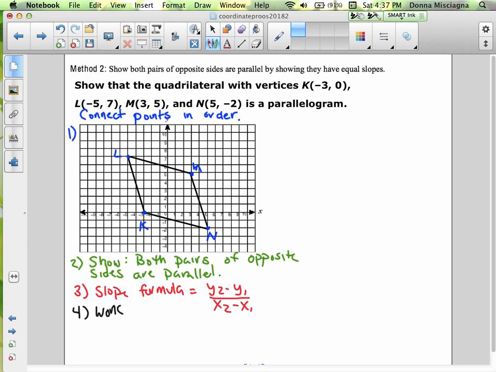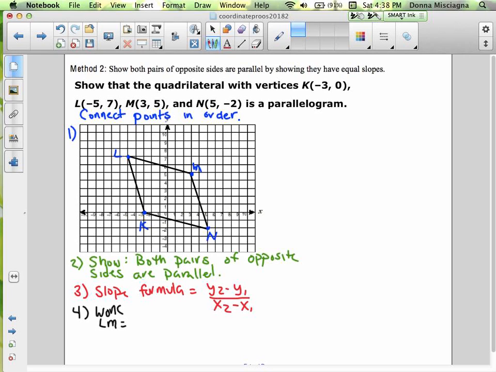Let's go in order. Let's go with a pair of opposite sides. So I'm going to do LM, and then I'll do KN, and then I'll do KL, and then we'll do NM. So LM. It's nice and big up there. I'm not going to bother to write it on the diagram. I think we can see those points really clear.